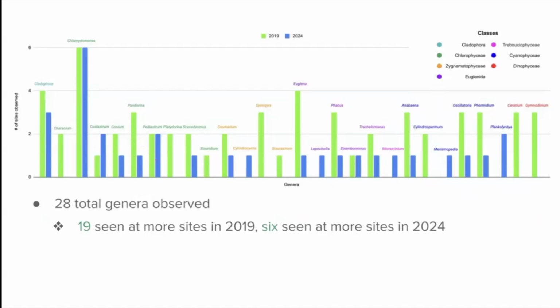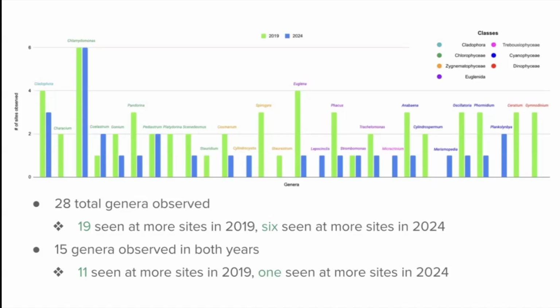Which is interesting, but I don't think that's that good of a data point, because obviously some of them are going to be seen at more sites in one year than the other because they're only seen in that year. So I think a better way to look at it is that there are 15 genera that were seen in both years. Of those 15 genera seen in both years, 11 of them were seen at more sites in 2019, and only one, which one? Oh, Scenedesmus, which we saw before, was the only one that was seen more in 2024. So all that combined, it's interesting. It did not go along with my hypothesis.